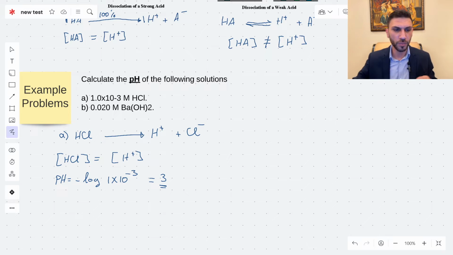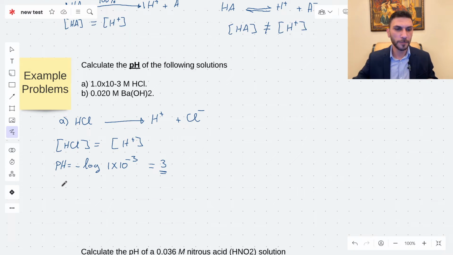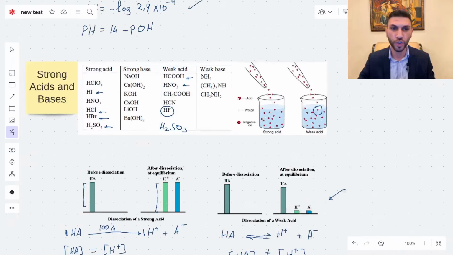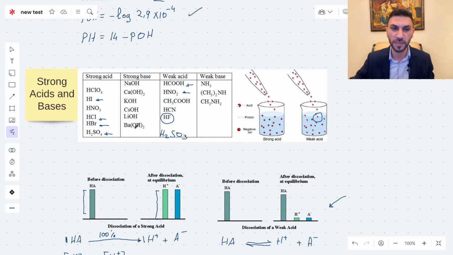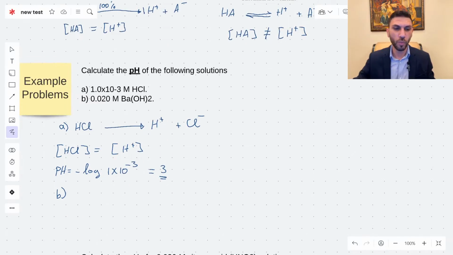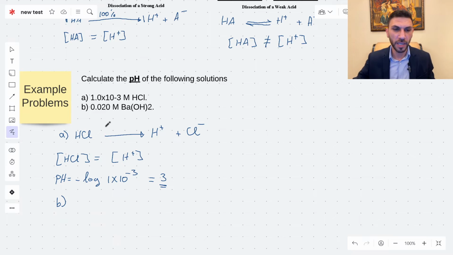In B, now, we also need to calculate the pH, but we have a base, and Ba(OH)2 is a very strong base. What can we do in this case? We have the concentration of Ba(OH)2. I'm going to write the equation.